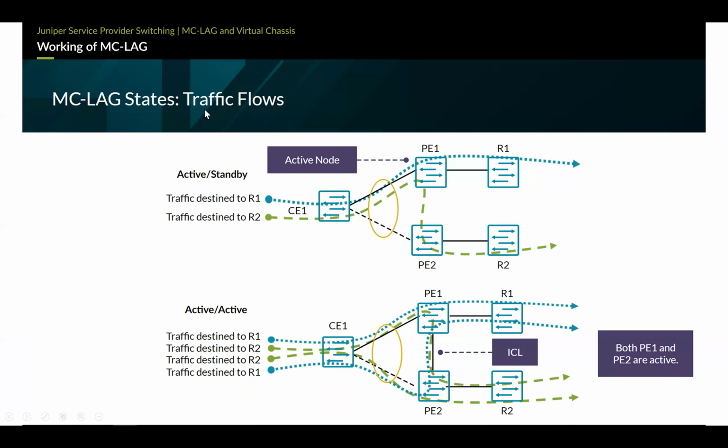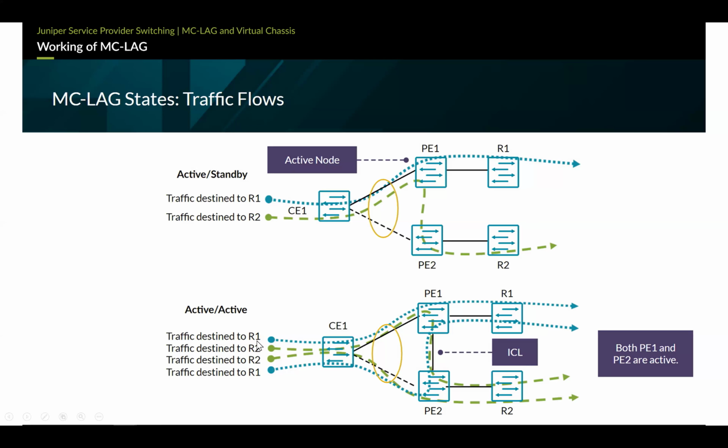So next, MCLAG state traffic flows. How does the traffic flow? When considering active standby, consider traffic destined to R1, this is router 1, and traffic destined to router 2, this is router 2. This is the C router. Your traffic will first come in P1. If the destination is R1, follow the blue link, and if the destination is R2, follow the green line.